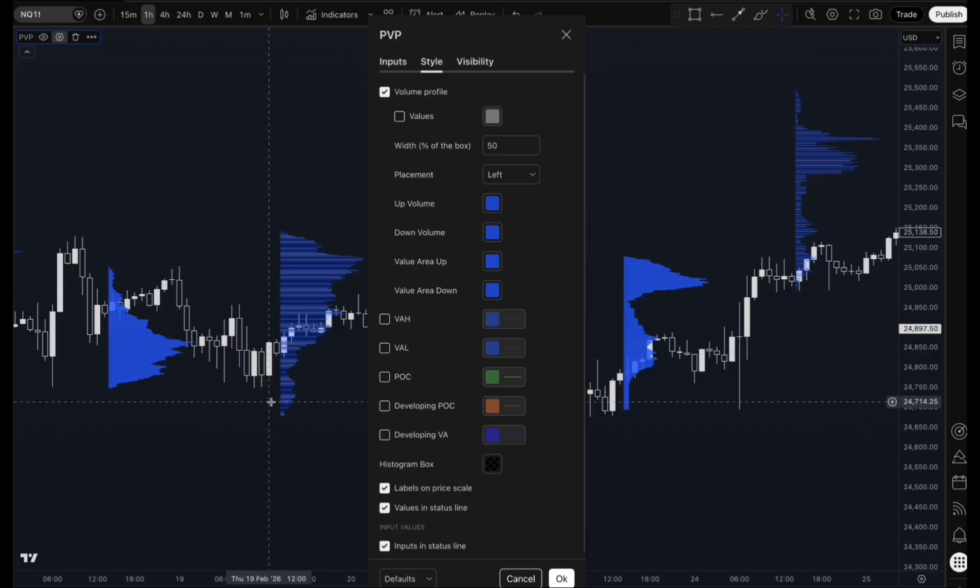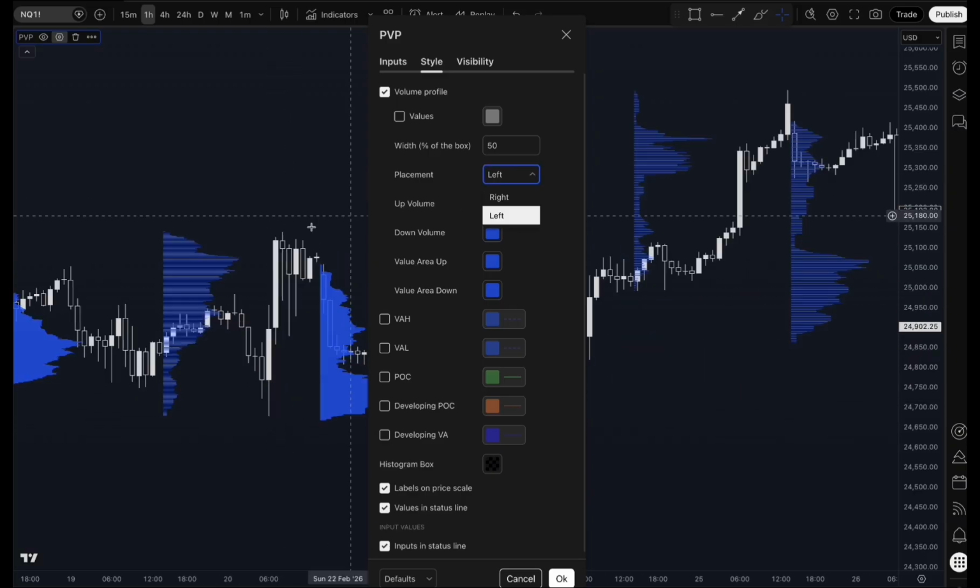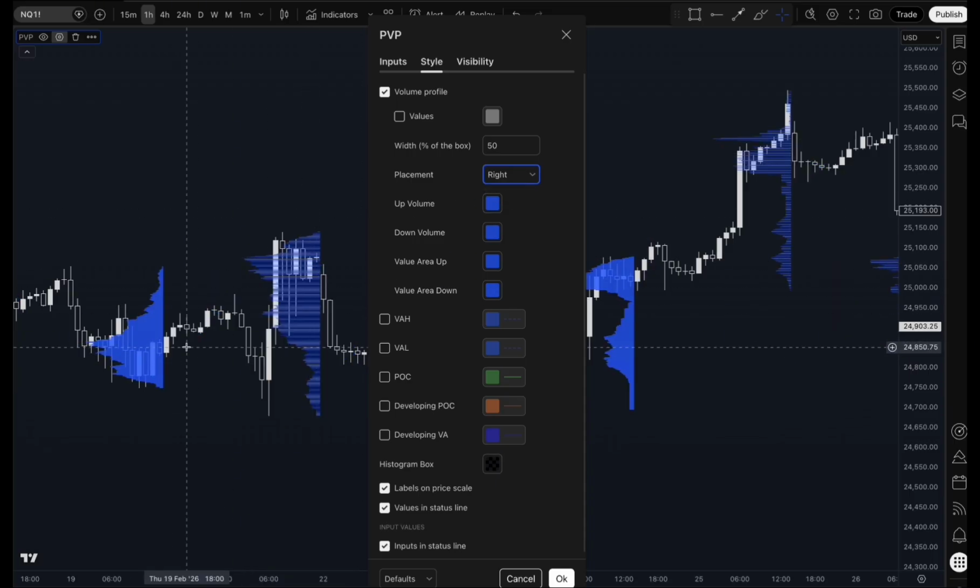Since I'm using the extended trading hours, my day starts around 3 p.m. PST. And if I want to see the volume profile on the right side, just change it like so, and this is the volume profile for Thursday.